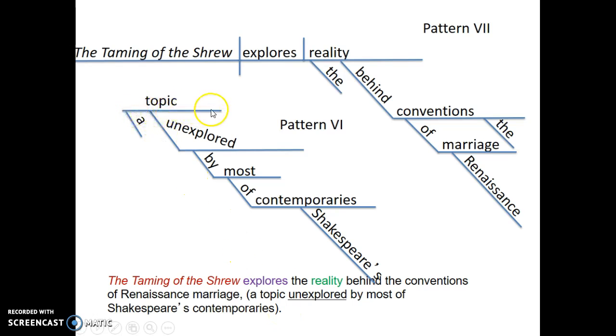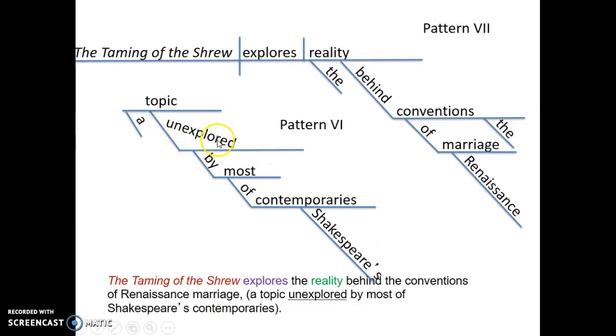Again, we start with this noun, which is topic. But in this case, instead of having a nice, neat, complete diagram, we just have the noun with a whole bunch of modifiers. So we put our noun here, the indefinite article, and then we just do all of our modifiers. Unexplored is a participle. It's a verb form functioning as an adjective modifying a noun. So it goes below on the diagonal to show it's that participle. And then we just have the prepositional phrases that flow down from there.